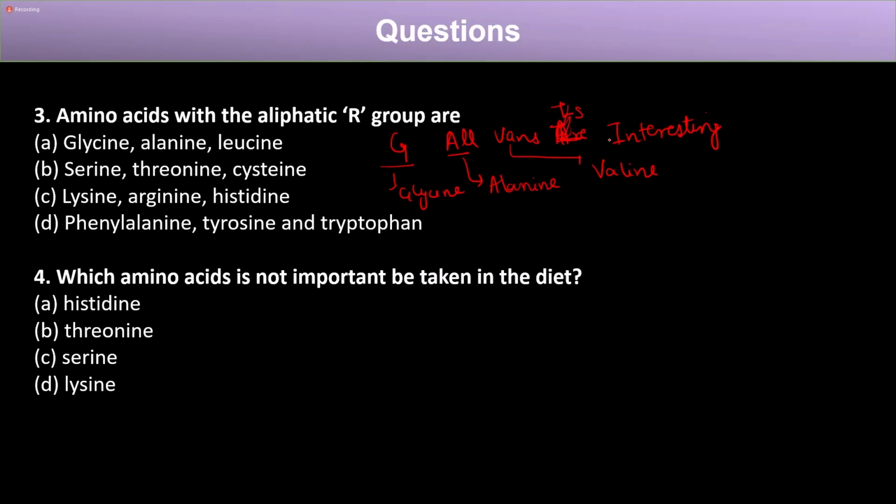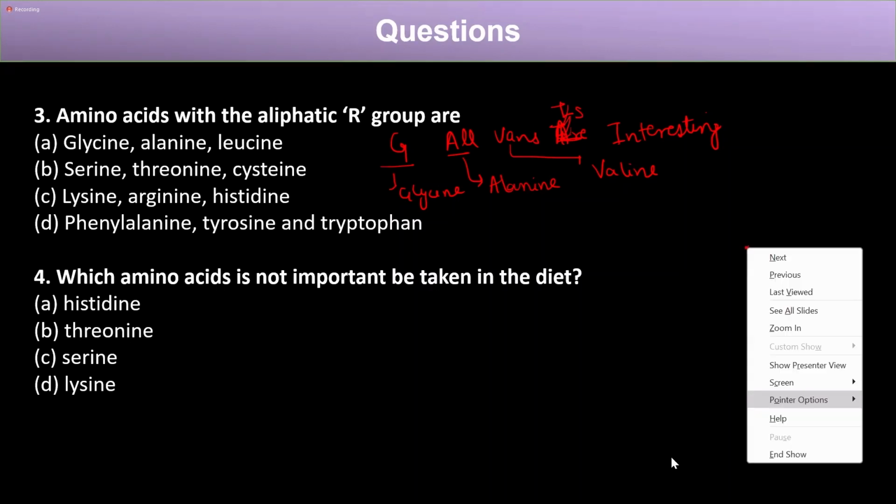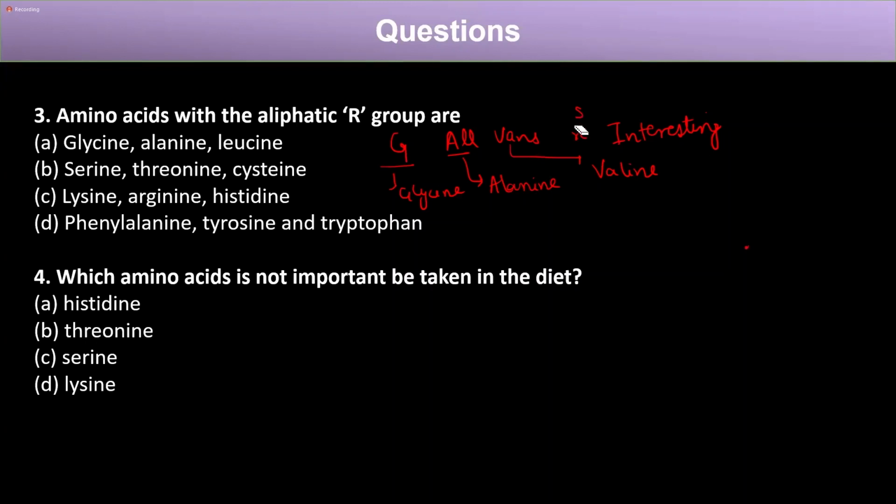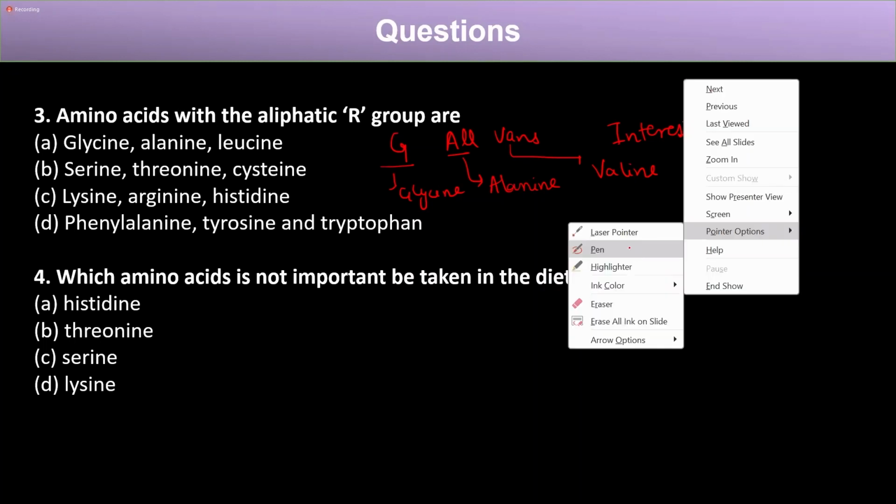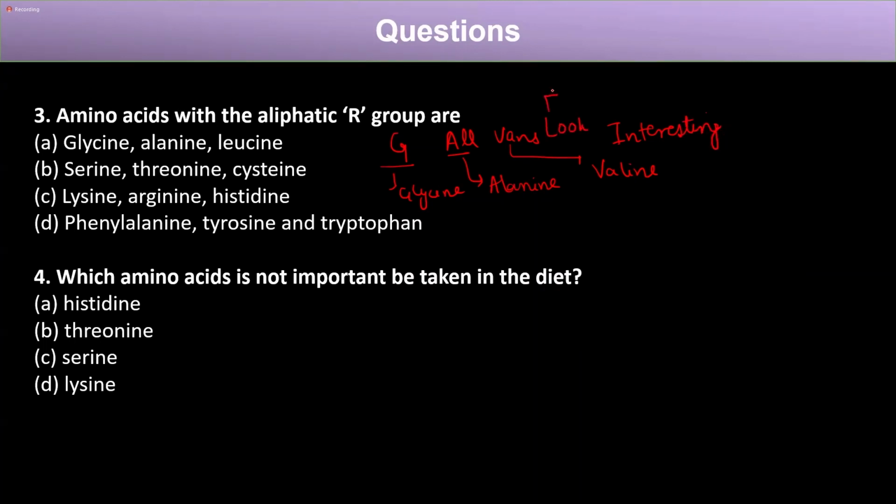Sorry, one second. Okay, the acronym was all vans look interesting. So L stands for leucine and I stands for isoleucine. So with this, if you check the options, we have first option glycine, alanine, and leucine, right? So glycine, alanine, and leucine. So these are the aliphatic amino acids that contain an aliphatic R group.